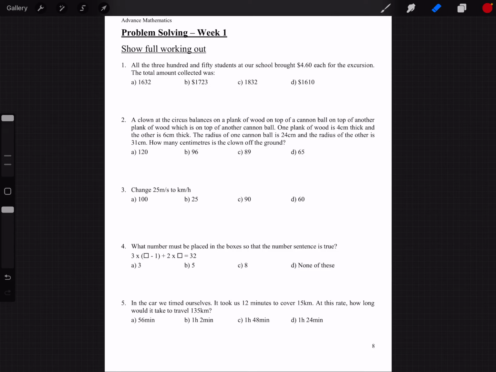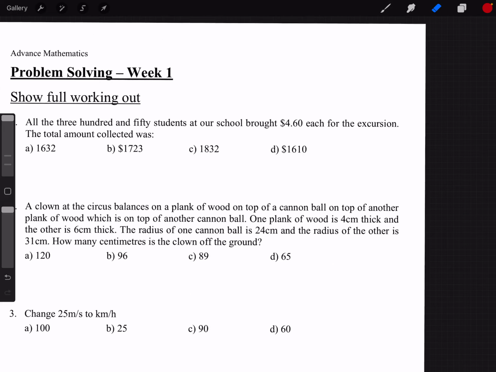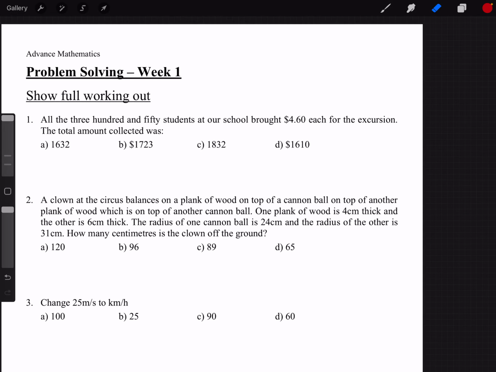I'm going to start with page 8 and do all the multiple choice questions. On the first question, it says all 350 students at our school bought $4.60 each for the excursion. So each student had $4.60 and there's 350 of them.